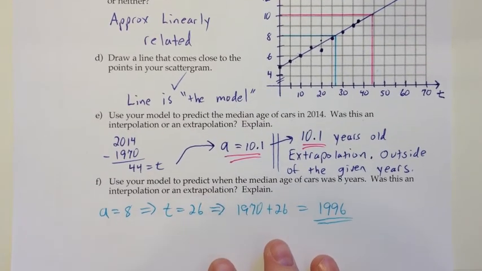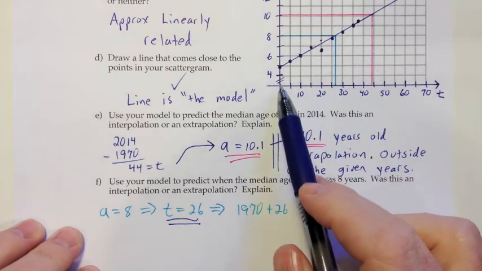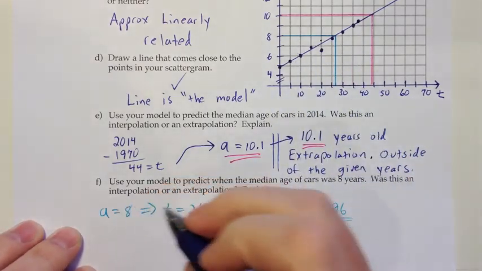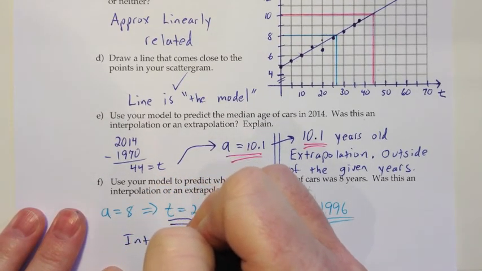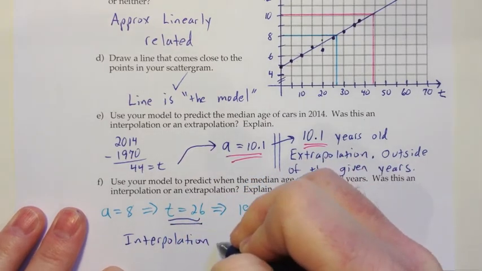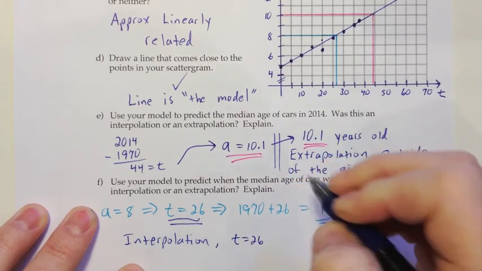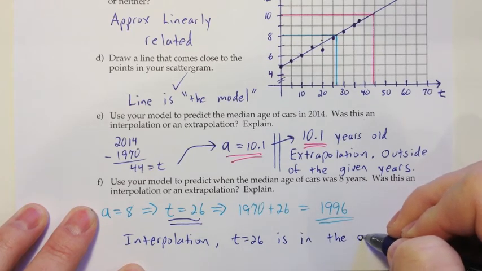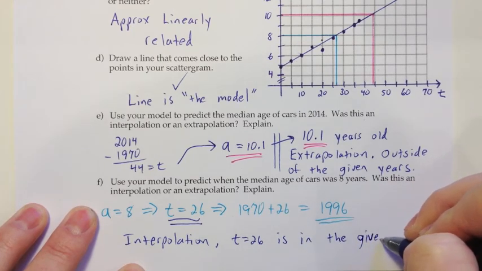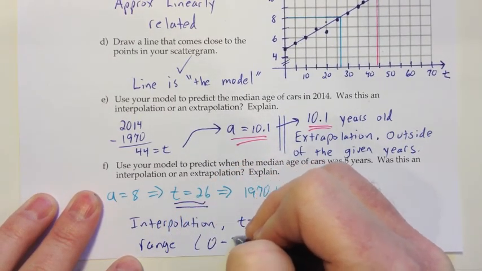And then was that an interpolation or an extrapolation? And explain. Well, t equals 26 is in the range of our given dots from 0 to 37, so this time it's an interpolation. And the reasoning there is that t equals 26 is in the given range. And that given range was from 0 to 37.